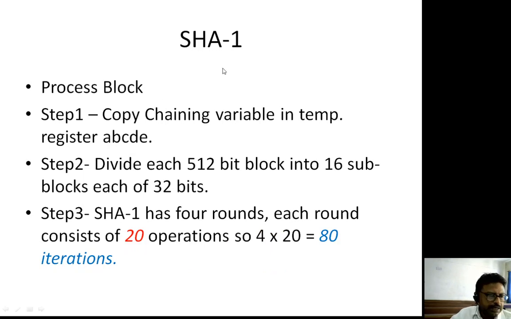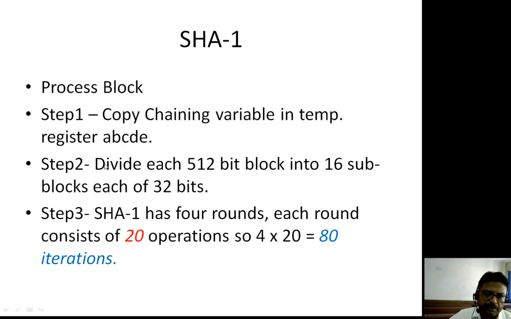Now, SHA1 starts with the process block, as we used to do in the MD5 algorithm. In the process block, the first step is to copy the chaining variable into temporary registers. In case of MD5, we have 4 variables, so we stored them in 4 registers. In this case, we have 5 variables, so we will be using 5 temporary registers, that is A, B, C, D, E, and we will be copying the value of the chaining variable into these registers.